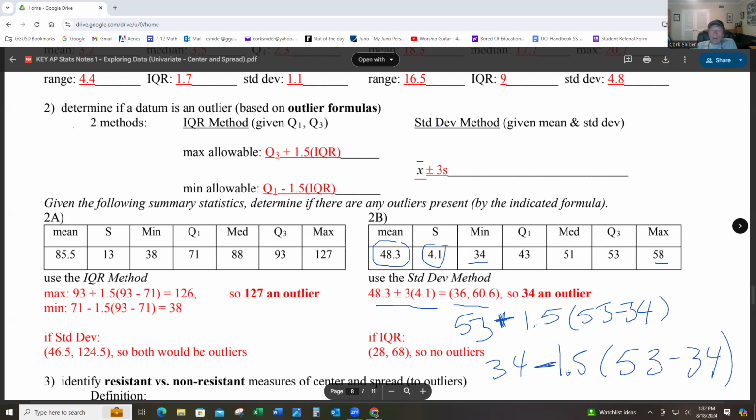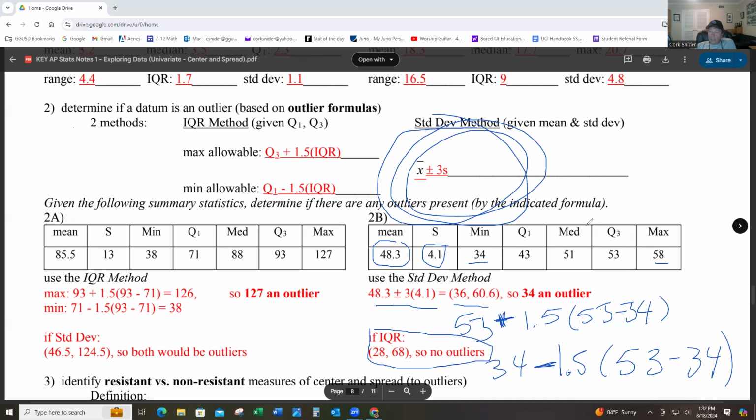And when you get that, you end up with the barriers of 28 and 68. So in this case, this method shows that there are no outliers. So there is a discrepancy. Does it matter which one you use? Well, like I said, if you're going to use this method, make sure it's normal.